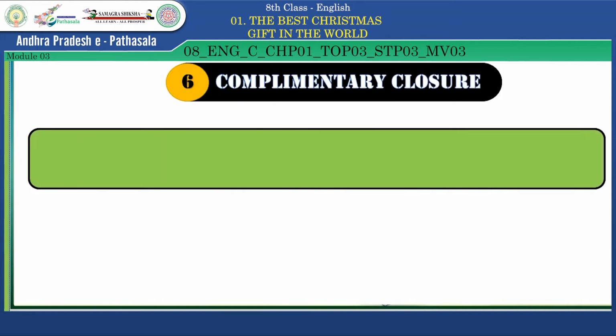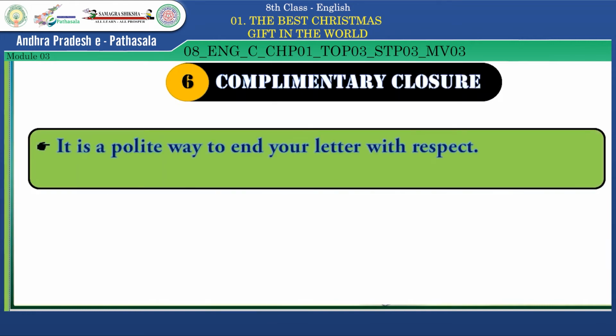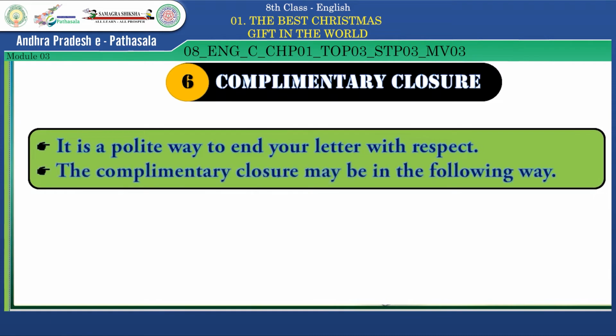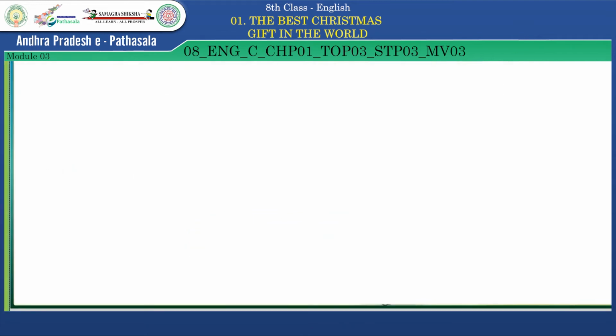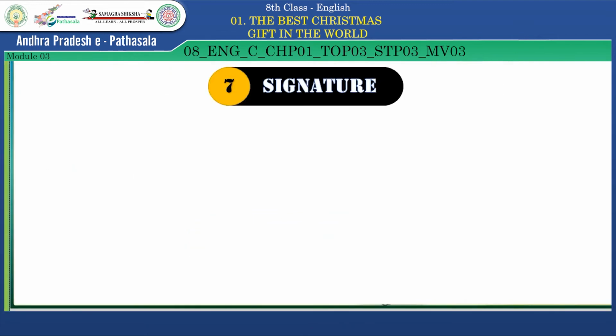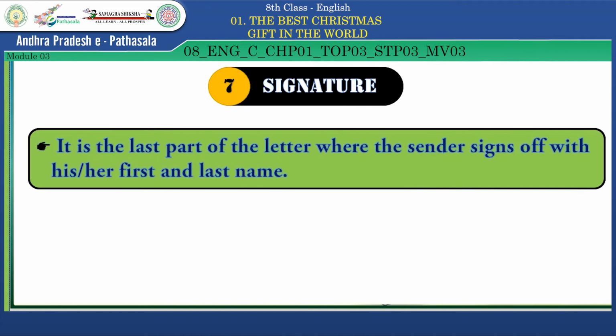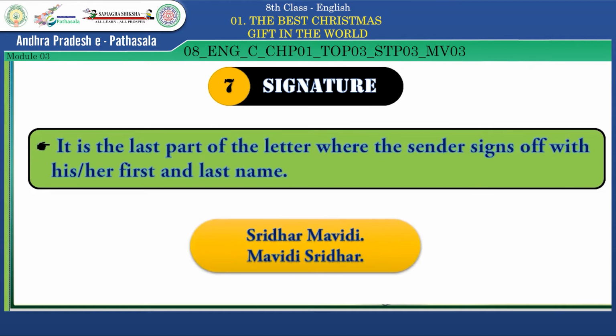And complimentary closure. It is a polite way to end our letter with respect. The complimentary closure may be in the following way: yours lovingly or yours affectionately. Coming to the last one, signature. It is the last part of the letter where the sender signs off with his or her first and last name. For example, Sridhar Mavidi or Mavidi Sridhar.